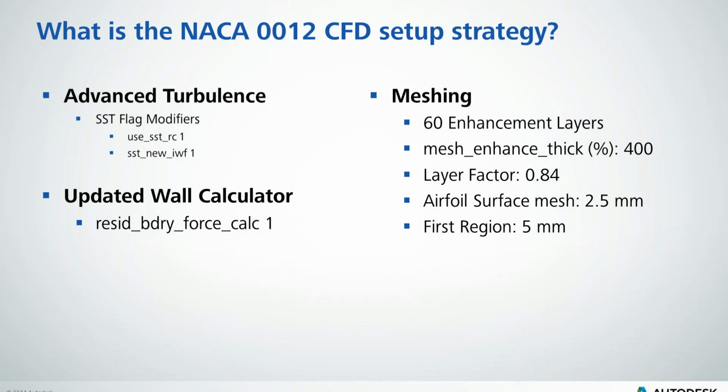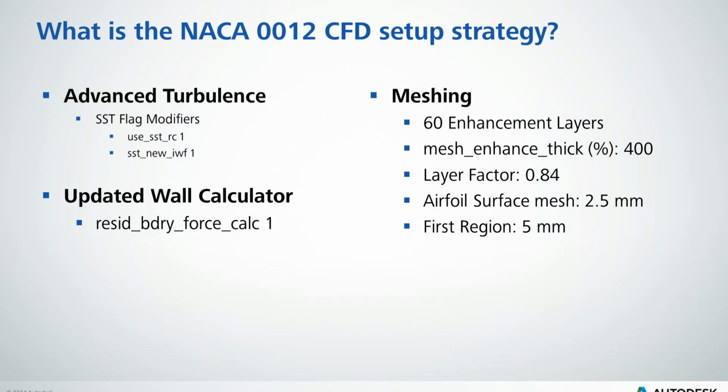Then for meshing, what we actually did for the validation runs was we used 60 enhancement layers, which seems like a ridiculous number, but we'll look at what 30 and 15 also look like in terms of results. And then we have a fairly thick mesh enhancement. So those next two settings go together to define your total thickness.